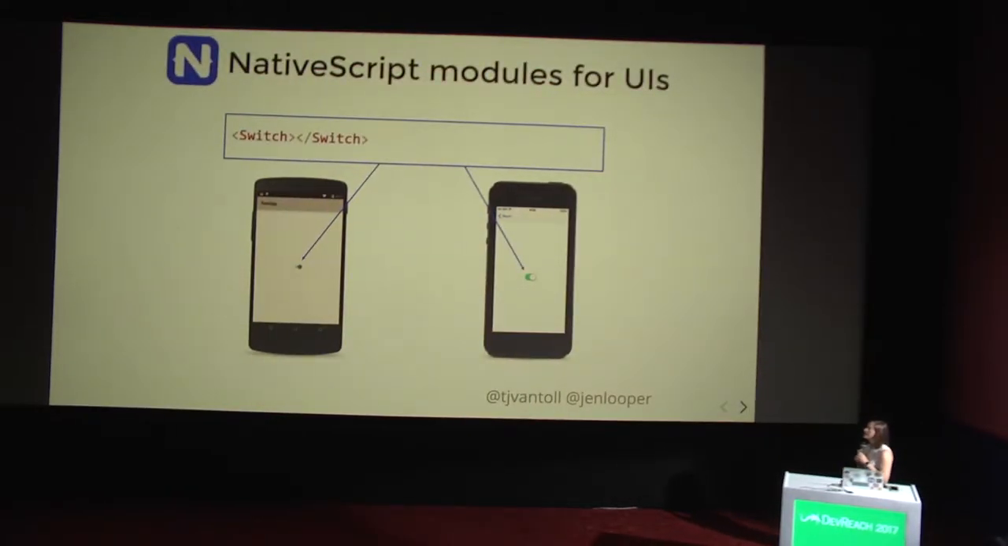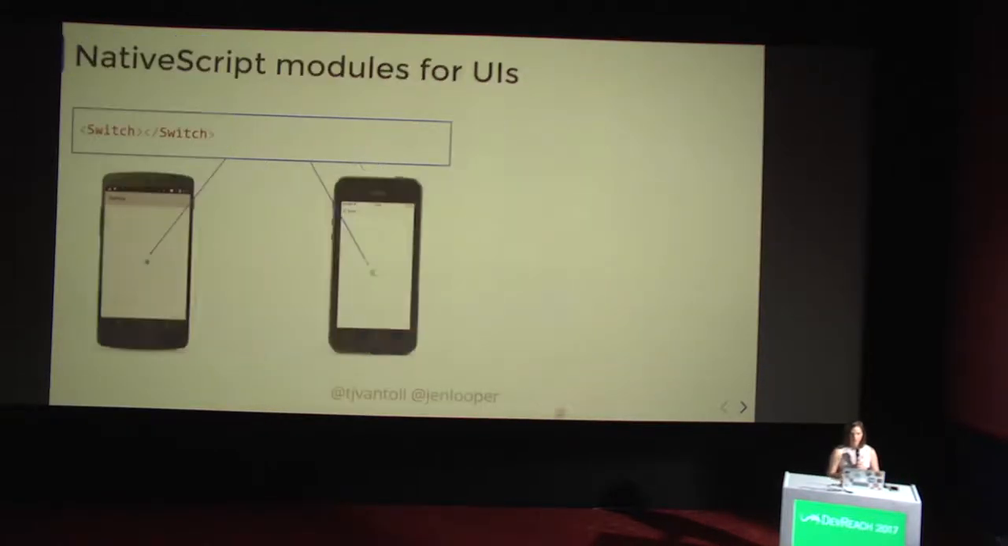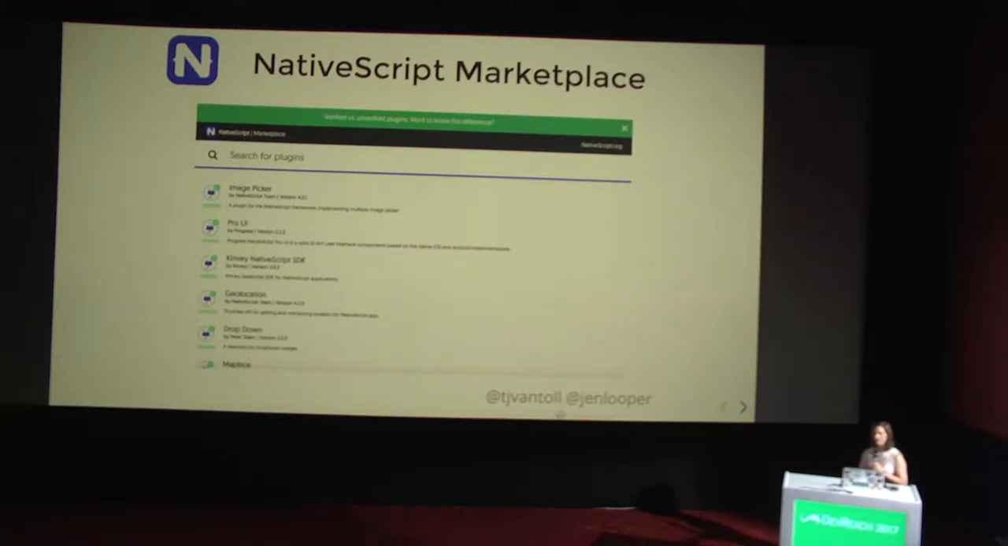You can also use NativeScript modules in your XML on the front end. Normally on the front end in a NativeScript app, you're going to be using XML. And with just a few characters, not even one line of code, you can have a native switch created for your app. So on Android, that's a native switch, and on iOS, a beautiful iOS switch.